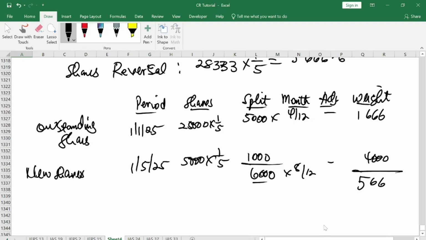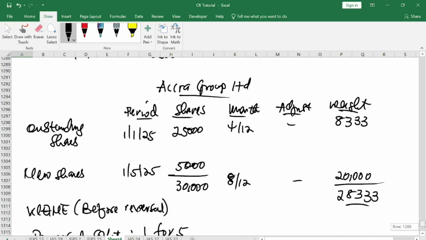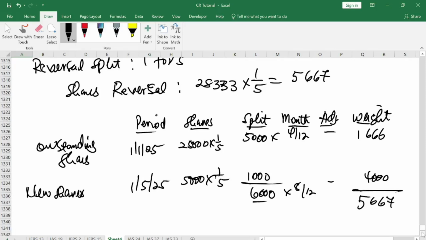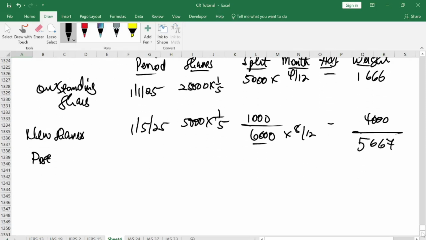5, 6, 6, 6. Calculate this one to 7. The same thing applies up here, which makes this one to here to be 7. So this becomes your what? Post reversal or split wins.